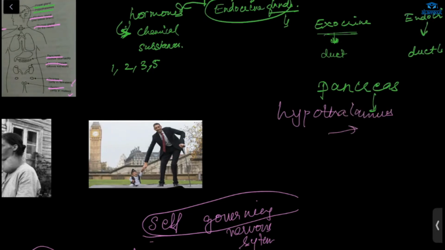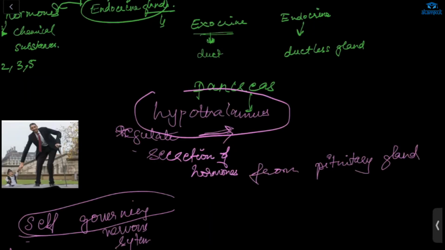They produce the releasing hormones and inhibitory hormones. So they will control all the other glands, okay? This hypothalamus, and also it will control and regulate the pituitary gland. And what about the pituitary gland?